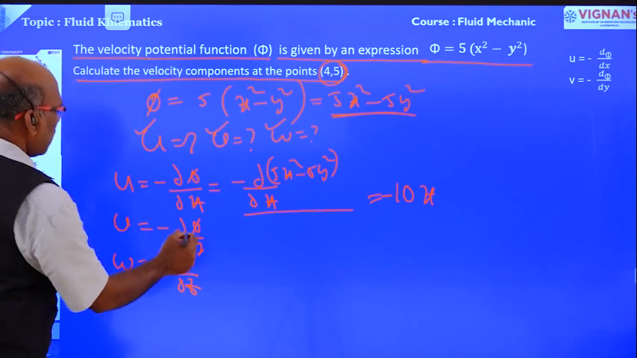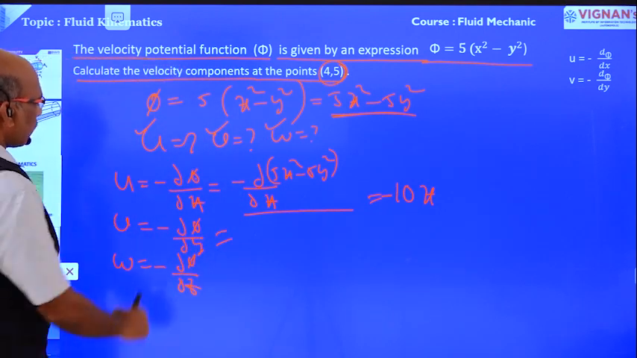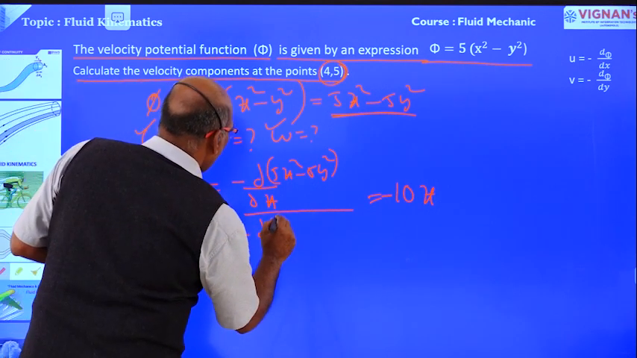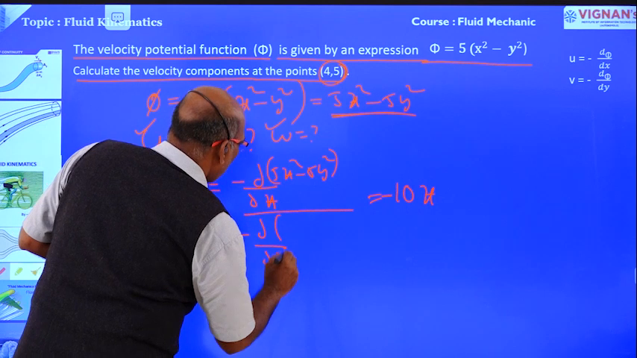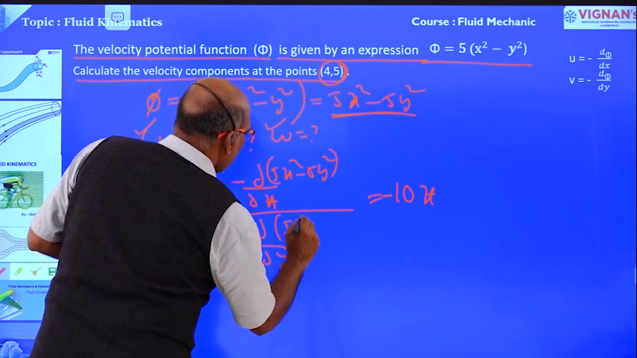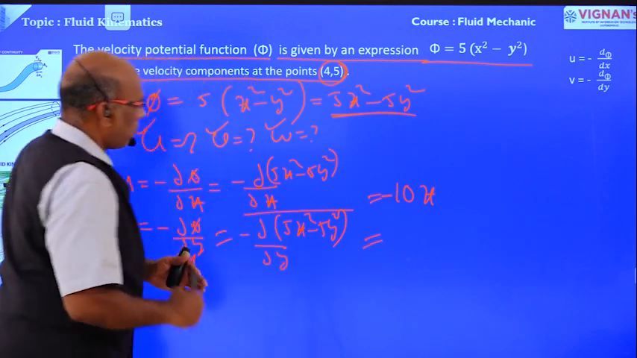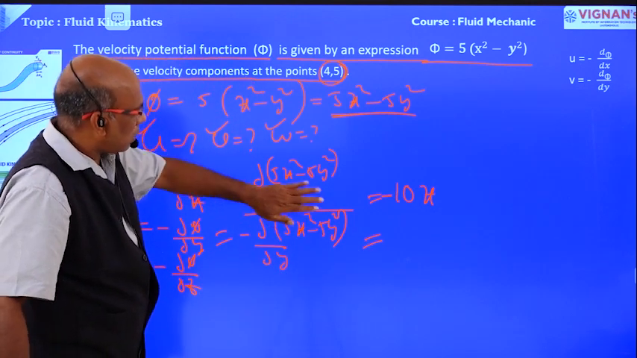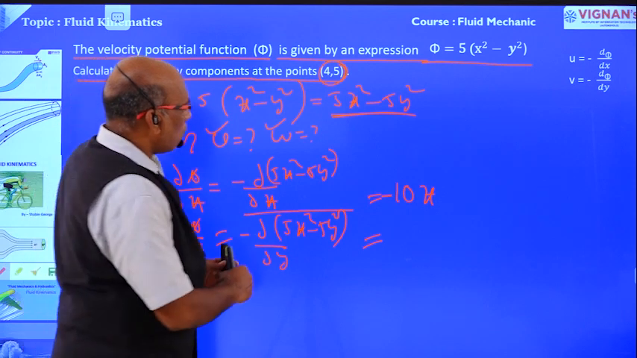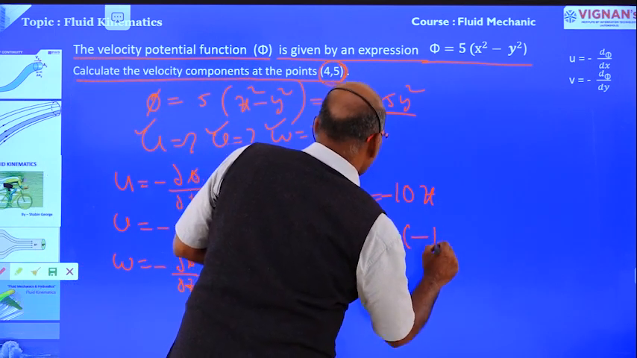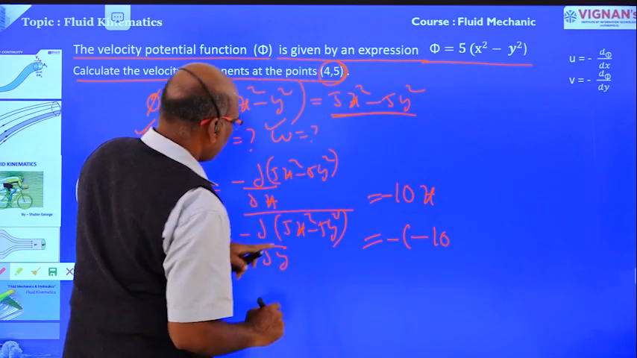Okay, then v is equal to minus dou phi by dou y. What is the phi value? 5x square minus 5y square. Differentiating this equation with respect to y, we have minus of minus 10y, which is 10y.